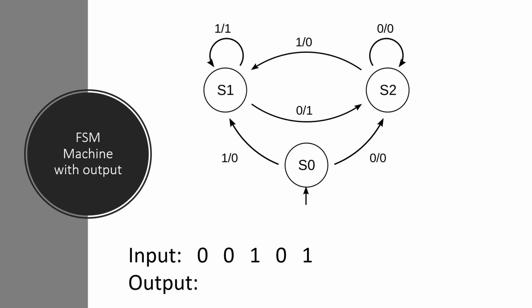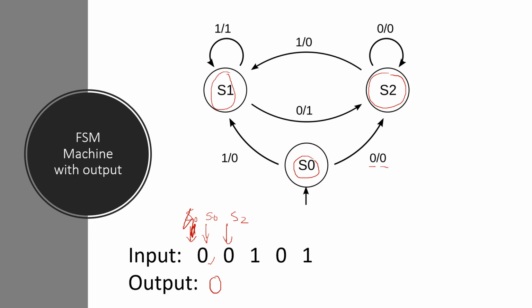So let's take a look at a simple example of a machine. Let's suppose that S0 is the initial state and either S1 or S2 can be a final state. You can have more than one state be a final state. So let's start with this input. Initially when you start, you're in S0. If you're in S0 and you see a 0, you're going to go to S2 and output a 0.